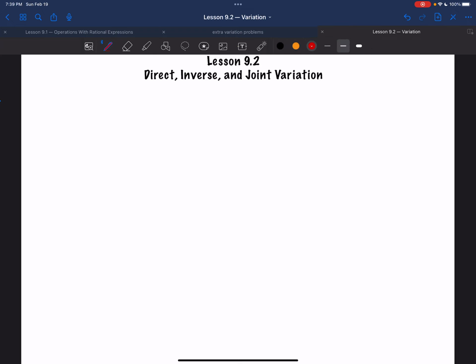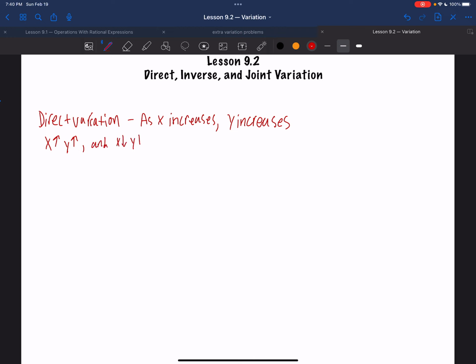Okay, so let's start with direct variation. I'm not going to worry too much about my spelling here. Direct variation is the idea that when I have two variables, as the first variable x increases, then y increases. And vice versa, if x decreases, y decreases. So if x goes up, then y goes up, and if x goes down, then y goes down. They have a direct relationship with each other.